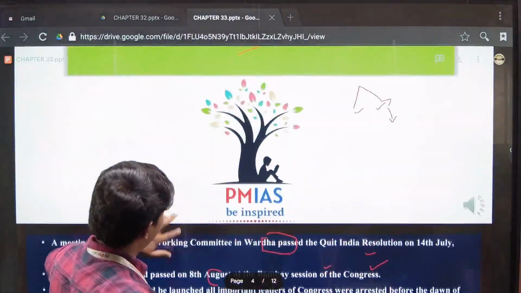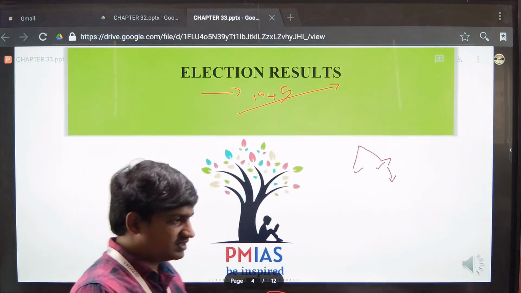So we can move to the next chapter. That is, next chapter in the sense this is the continuation.